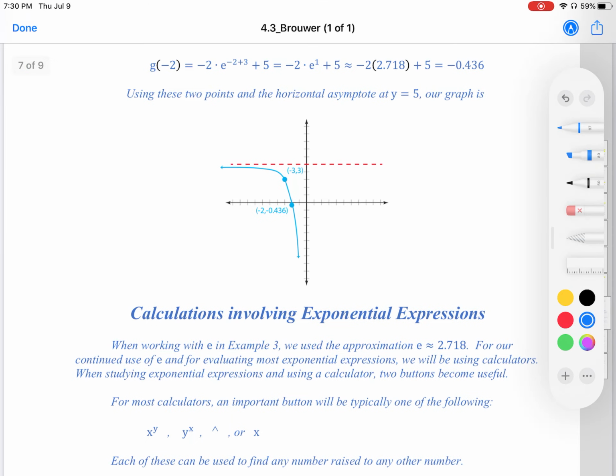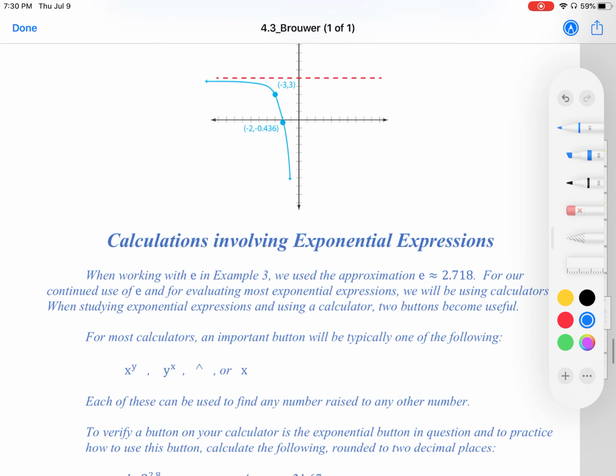If we choose -2, let's make sure we have a calculator for this one. We'll get here 1, so that we get e to the first power, and we punch this into our calculator. E times -2 plus 5. So we get -0.4. And then we plot our points. And just like before, one point gets closer to our horizontal asymptote but never crosses, and the other point pulls away.